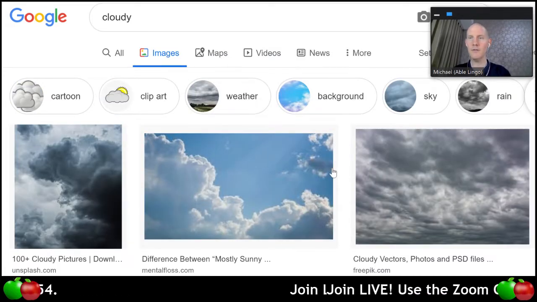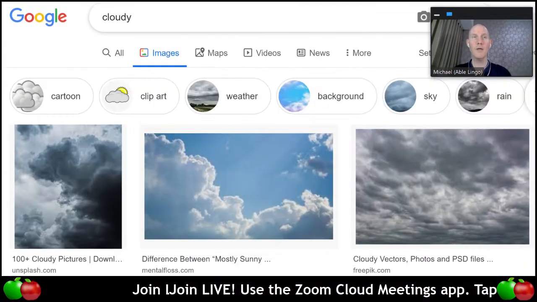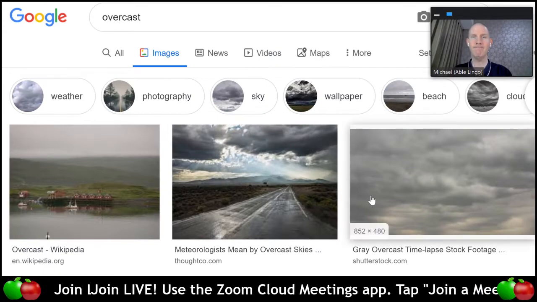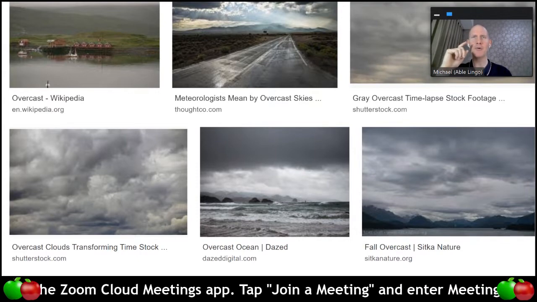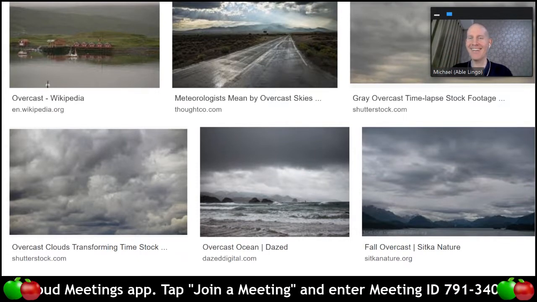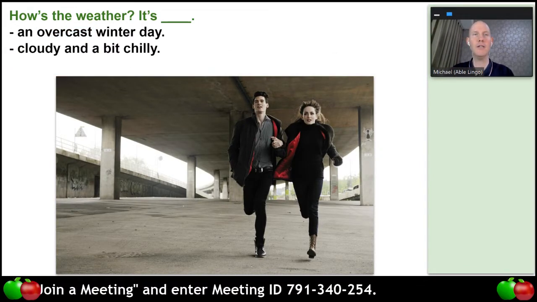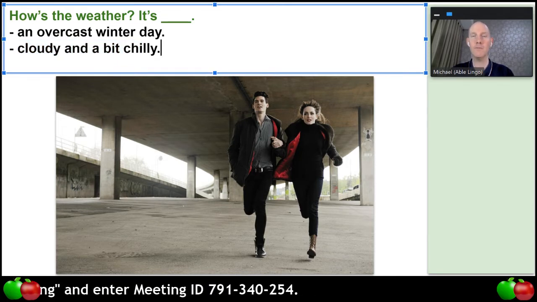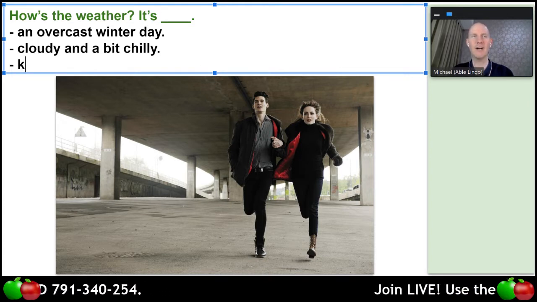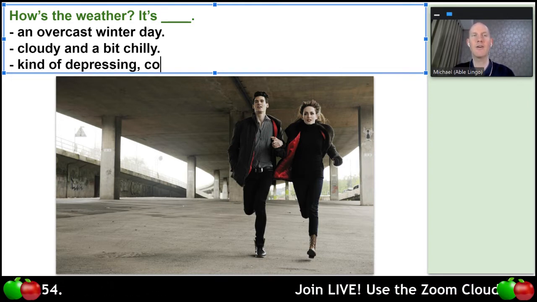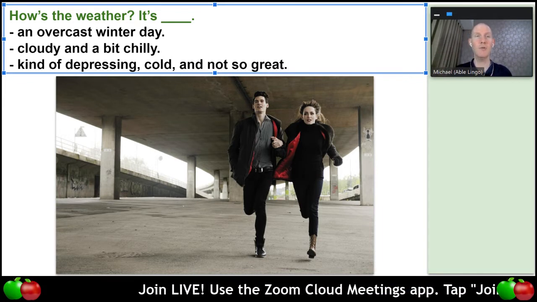All right? So there we are. I mean, cloudy, you can still possibly see some blue sky, but if we put in overcast, goodbye, blue sky. Hello, deep depression. Hello, darkness, my old friend. Simon and Garfunkel, right? Okay, so it's an overcast winter day. We could say it's cloudy and a bit chilly. We could say maybe, how's the weather? It's kind of depressing, cold, and not so great. Right? We could say that.